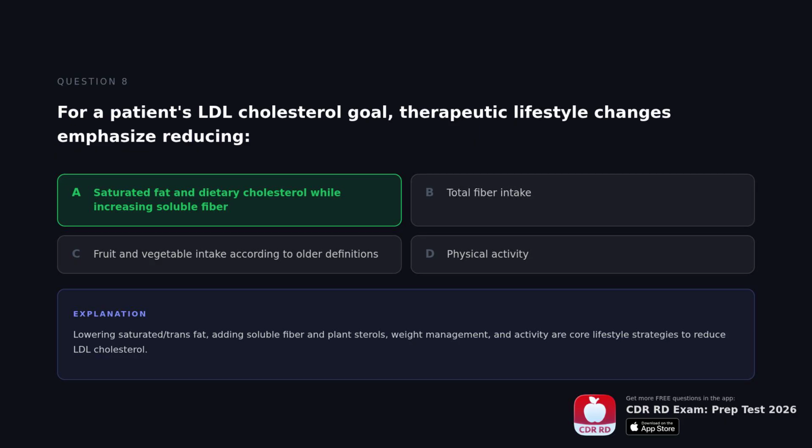The correct answer is saturated fat and dietary cholesterol while increasing soluble fiber. Lowering saturated and trans fat, adding soluble fiber and plant sterols, weight management, and activity are core lifestyle strategies to reduce LDL cholesterol.